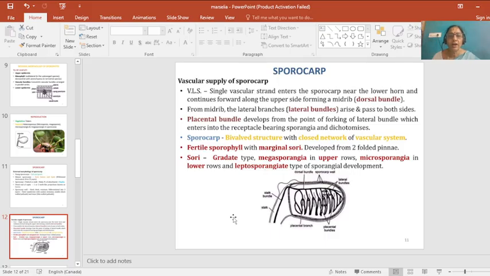The sporocarps are bivalve structures with a close network of vascular system. Fertile sporophyll with marginal sori developed from two folded pinnae. The sori are of gradate type. Megasporangia are found in the upper rows and the microsporangia in the lower rows, and the development is of leptosporangiate type of sporangial development. Leptosporangiate is a condition where a group of cells will divide and form the sori or the sporocarp.